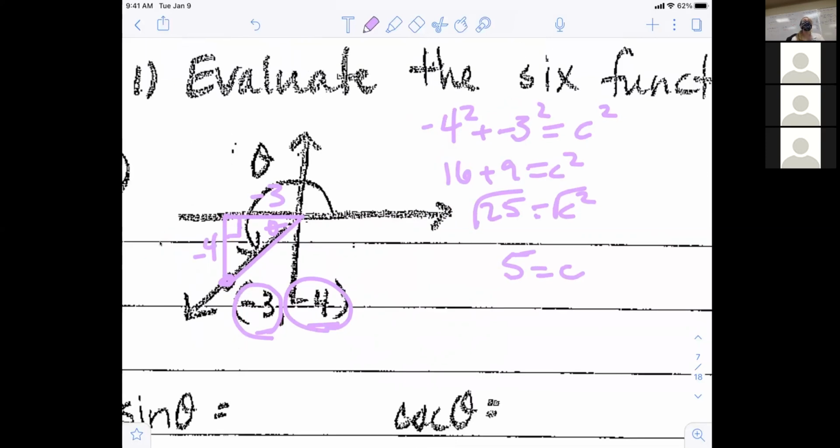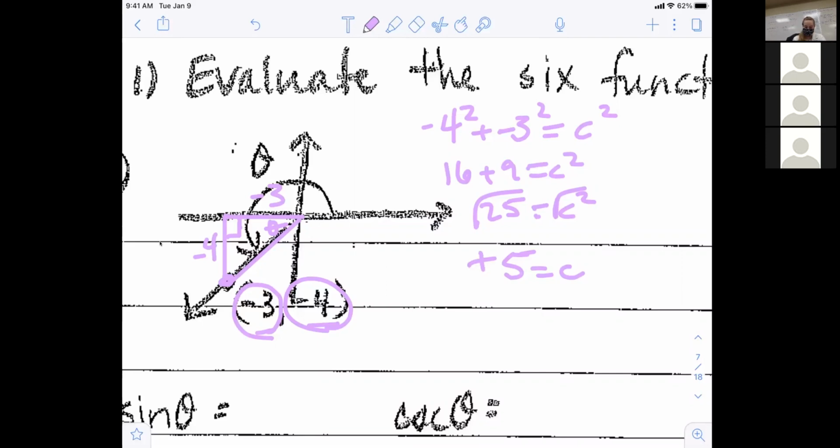Your hypotenuse is always positive. My x and my y can be negative, but my hypotenuse will be positive. Did I answer your question? Perfect. So you don't have to worry about a plus or minus here.